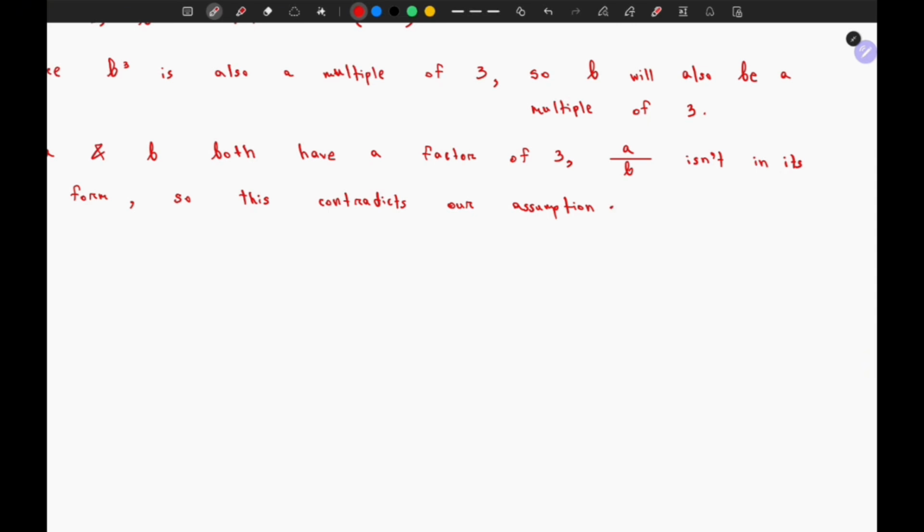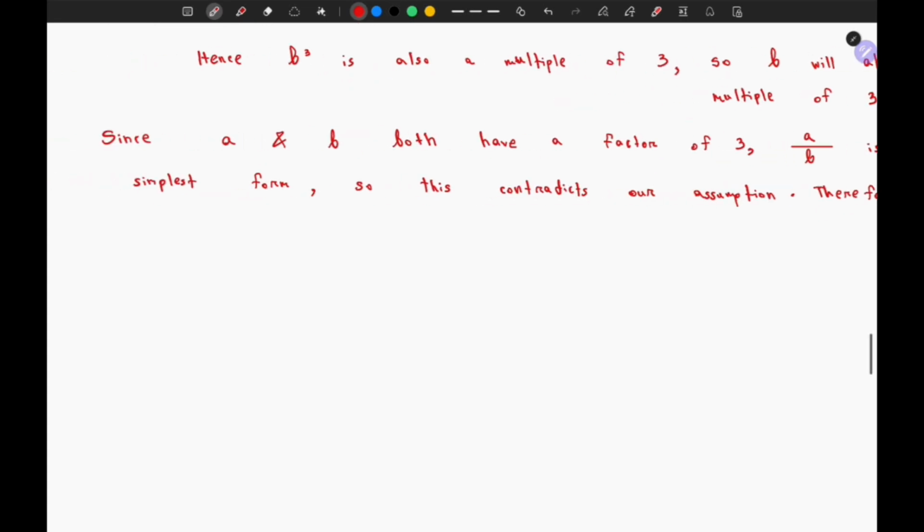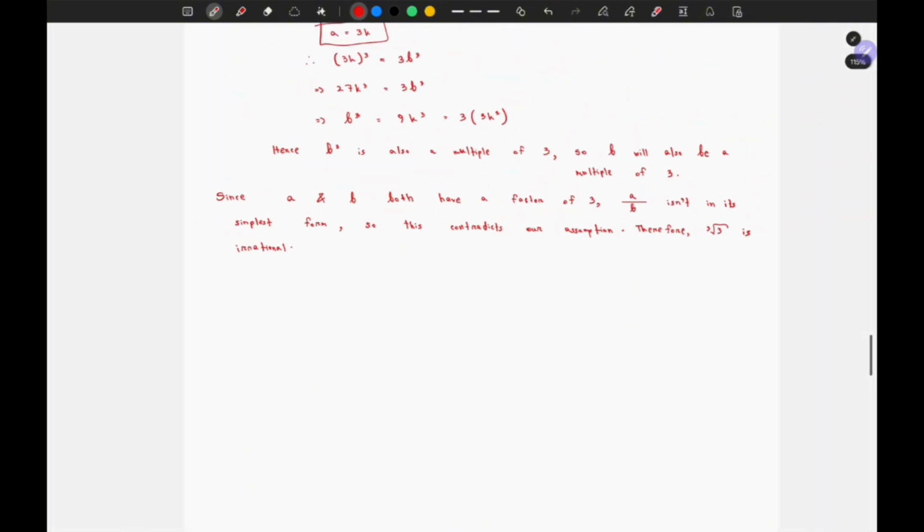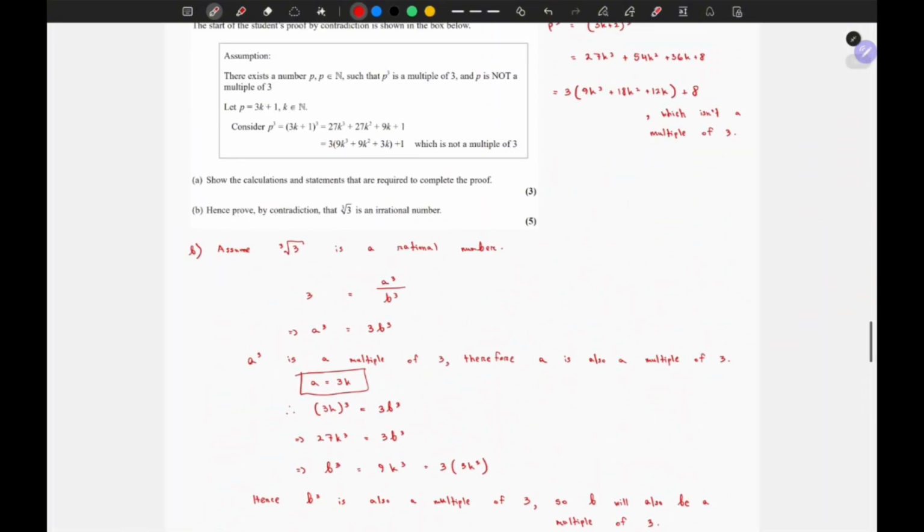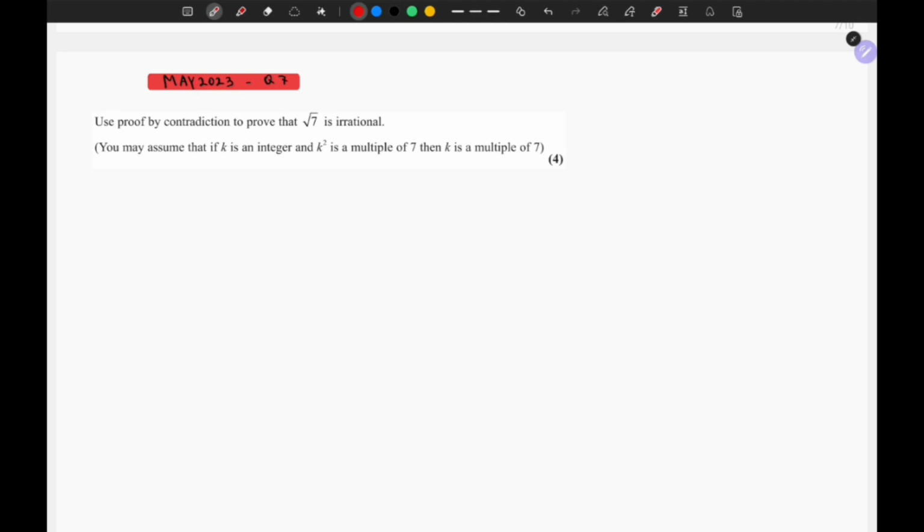So now we can say, therefore, cube root over 2 is irrational. Cube root over 3, not 2, sorry for that. So cube root over 3 is irrational. So that is it for this question. So moving on to the next question.